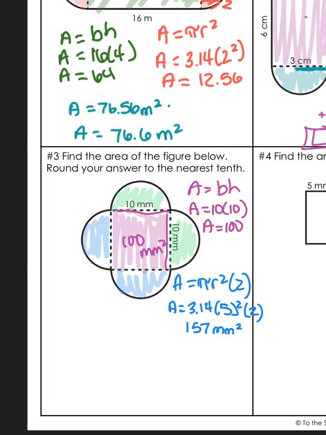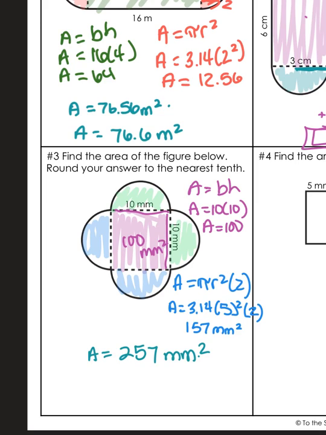Sure not, because what do I have to do? I have to add that up. So I'm going to add the area of the circles and the square together, and I'm going to get that the area is 257 millimeters squared.